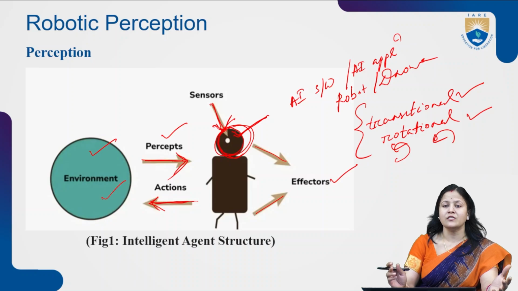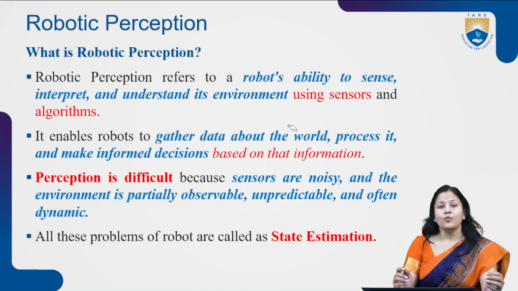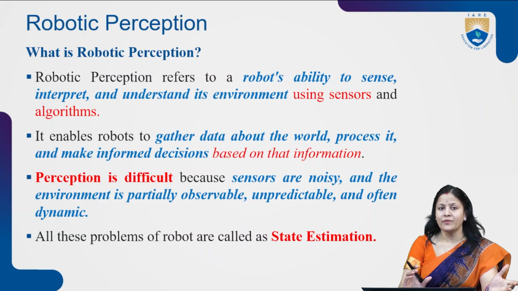So all these operations it can perform, those are called effectors. So this is all about the logical agent. Now, what do you mean by robotic perception? I hope you might have understood from that picture itself.